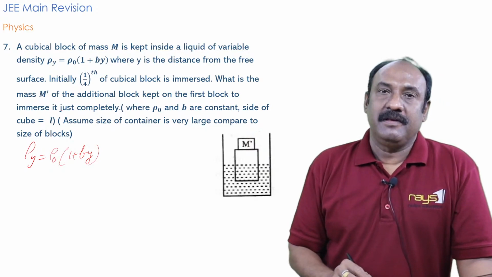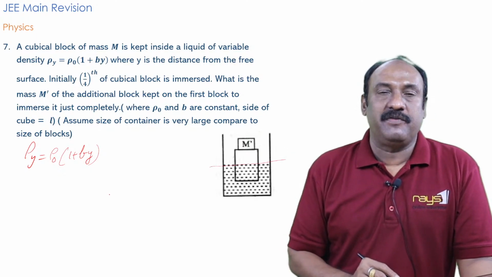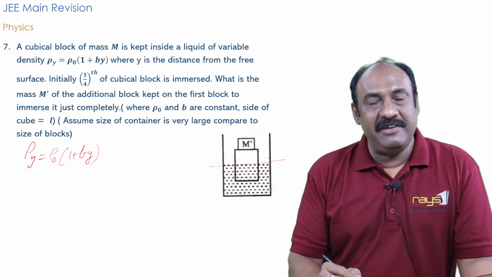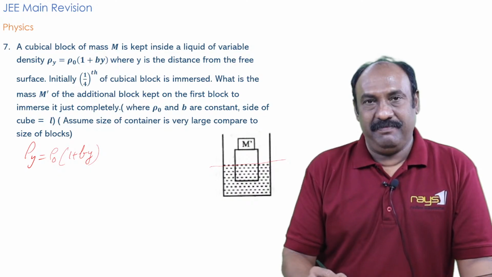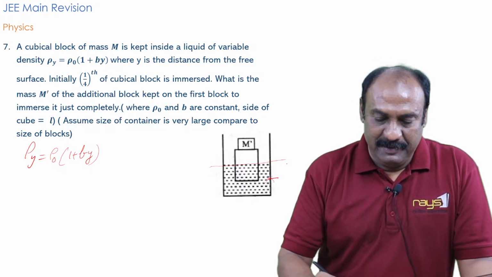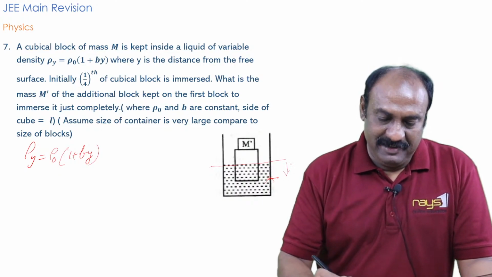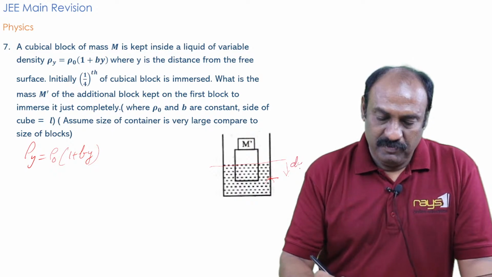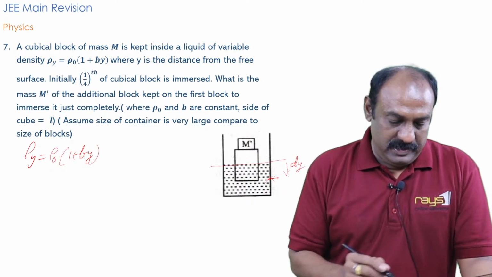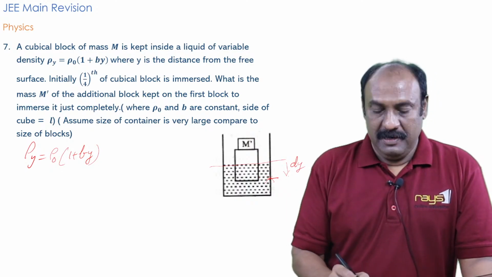So in this case, the liquid is not of uniform density. As we go deep into the liquid, its density varies in accordance with the depth. So suppose at this point, what is the density? At a depth y, or dy, the density ρ(y) is equal to ρ₀(1 + by).